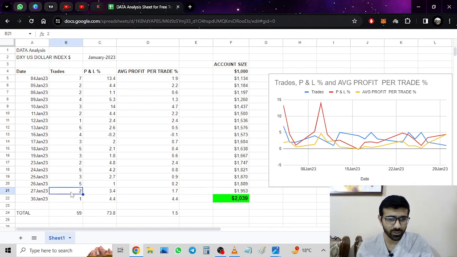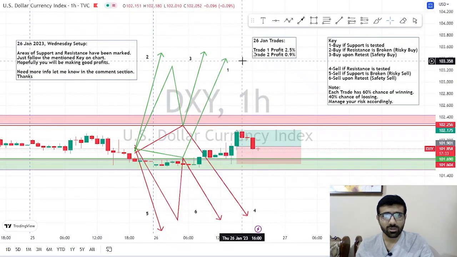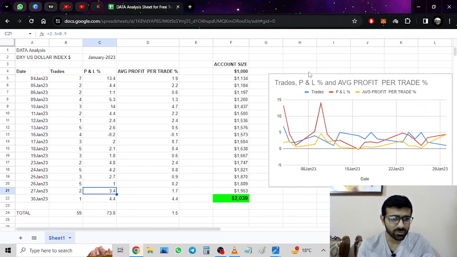Then on 27th of January we made approximate profit. We took two trades and made a profit of 3.4%. So let me show you. Okay. So trade 1 gave us a profit of 2.5, trade 2 gave us a profit of 0.9%. Okay, so now let us move on to the last day of the month, which was the 30th January.